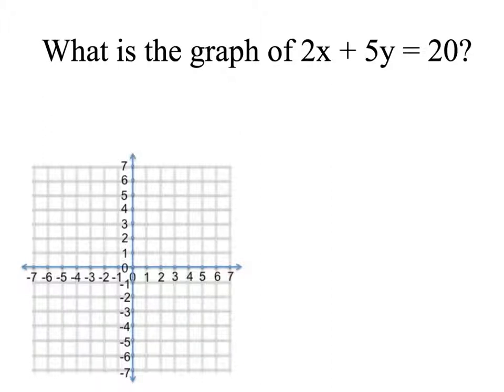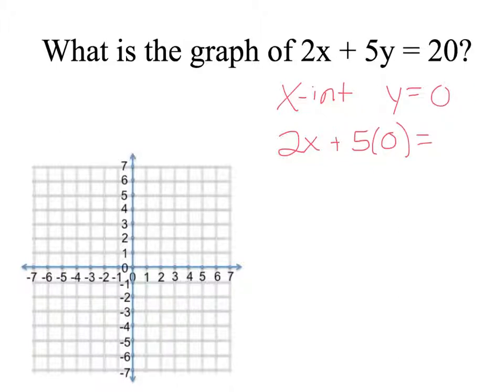So what's the graph of 2x plus 5y equals 20? Let's find the x-intercept. That's when y is equal to 0. So we have 2x plus 5 times 0 equals 20. 5 times 0 cancels out. We have 2x equals 20. Divide both sides by 2, x equals 10.